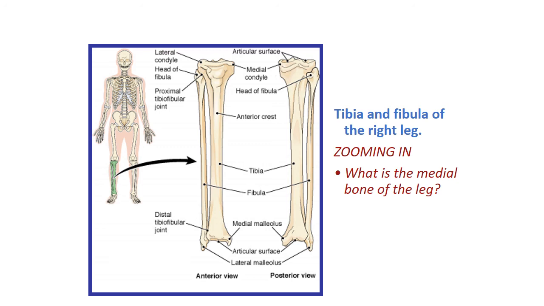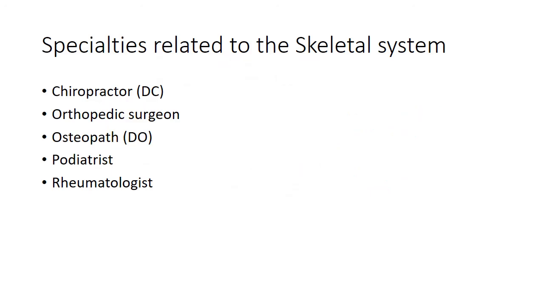And now we're going to talk about specialties related to the skeletal system. A chiropractor, or doctor of chiropractic, is somebody that has earned a DC degree after 4 years of schooling, and they're specialized in spinal manipulation. They can be very useful to help relieve some of the pain and pressure associated with herniated discs and other problems related to musculoskeletal issues of the back.